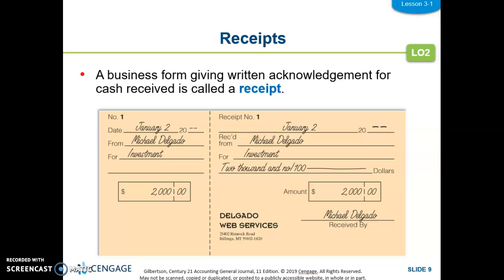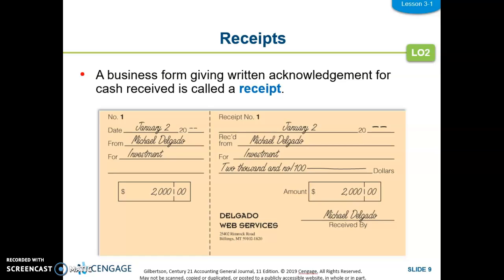Next we have receipts. This is a business form giving written acknowledgement for cash received. When cash is received from sources other than sales, Delgado Web Services prepares a receipt. These are also pre-numbered. You can see this is receipt number 1. A receipt is the source document for cash received from transactions other than sales. And we would abbreviate this as R1.